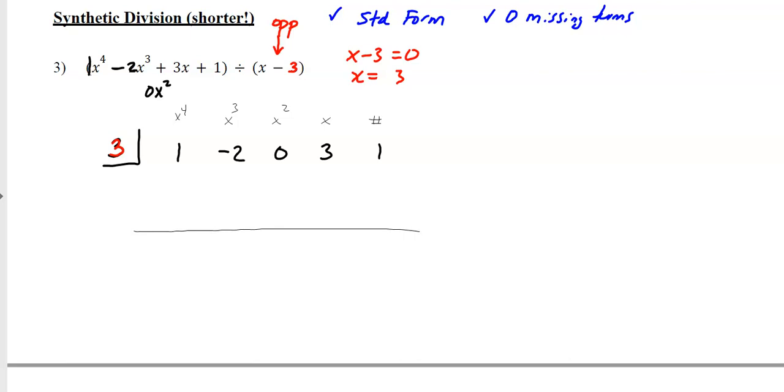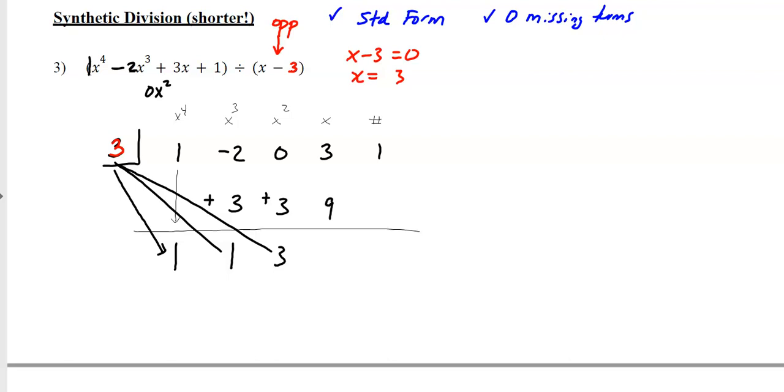So here we go. Step one, you bring the first term down. I'm just going to slide this one down to get me started, and I put the 1 there. Now I'm going to multiply. I'm going to go 3 times 1, which is 3. And then I'm going to add these two together. Negative 2 plus 3 is 1. Now I'm going to go 3 times 1, add those two rows together, and I get 3. Then 3 times 3 is 9. I'm going to add those rows together, and I get 12.